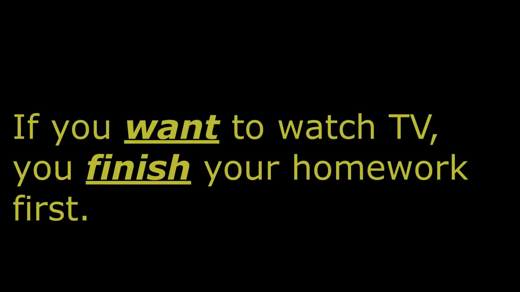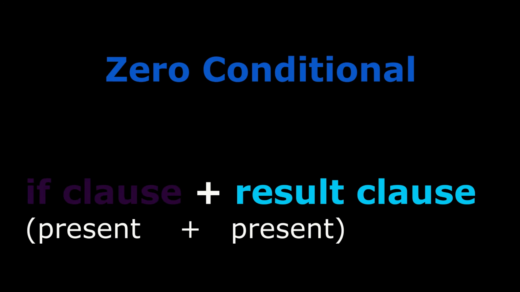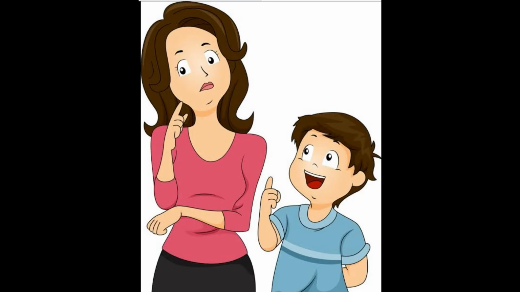She's using present in the if clause and she's using present in the result clause because that is which conditional? It's zero conditional. Present, present, it's zero because there's no condition at all. It's very obvious. You don't finish the homework, you don't watch TV. That's very obvious, natural.